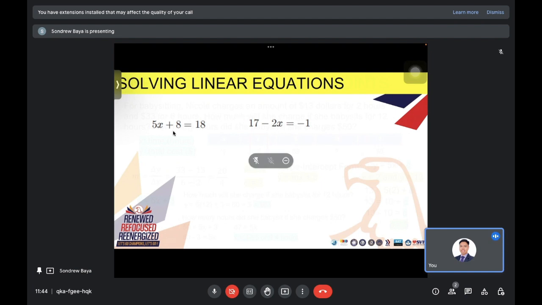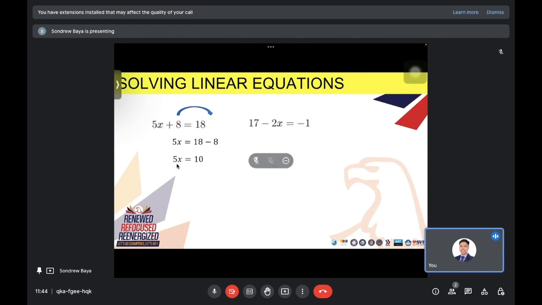So in this case, to solve for the x, first we need to eliminate the 8. To eliminate the 8, we need to transfer it to the other side. Take note, this strategy of transferring can only be applied to terms, not to coefficients. Terms in an equation or in an expression are separated by plus or minus. So in this case, we have a plus 8. This is another term. Transfer this to the other side. Hence, you get 5x equal to 18 minus 8. Simplifying, it becomes 5x equal to 10.